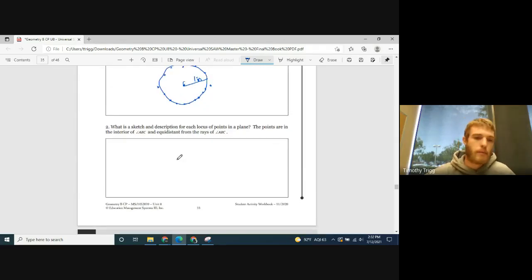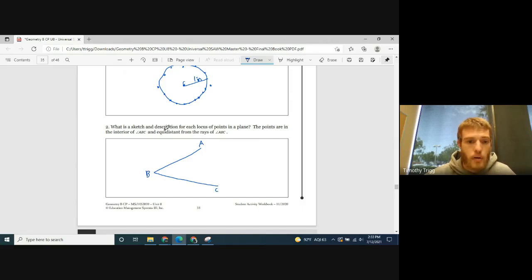Number 2 is a little bit trickier. What is a sketch and description for each locus of points in the plane? Okay, the points are in the interior of angle ABC. So first, hopefully you have a straight edge, but if not, just do your best to make a straight edge here. That's pretty good, actually. So I'm making an angle ABC. So let's say A, B, C.